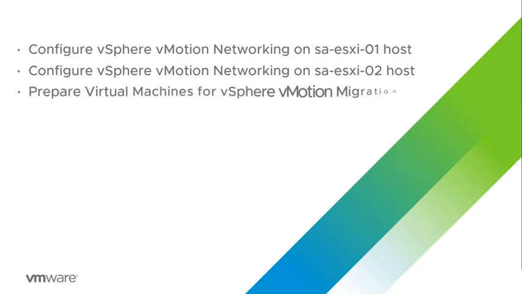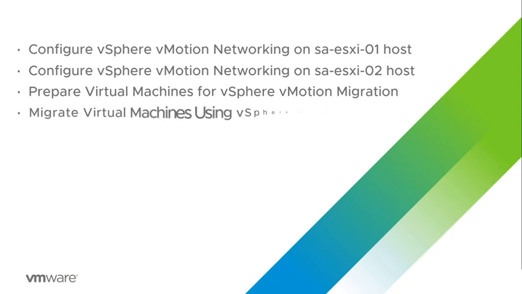Then we will prepare virtual machines for vSphere vMotion migration. We will power on two virtual machines, and on one of them we want to verify that there are no interruptions to the virtual machine during migration. So we will run continuous pings on that virtual machine and check if we see any timeouts when we vMotion the virtual machine to another ESXi host. In the last task, we will actually migrate the virtual machines from ESXi host SA-ESXi01 to SA-ESXi02. And on the virtual machine where we started the continuous pings, we will watch the responses to those pings while the virtual machine is migrated.